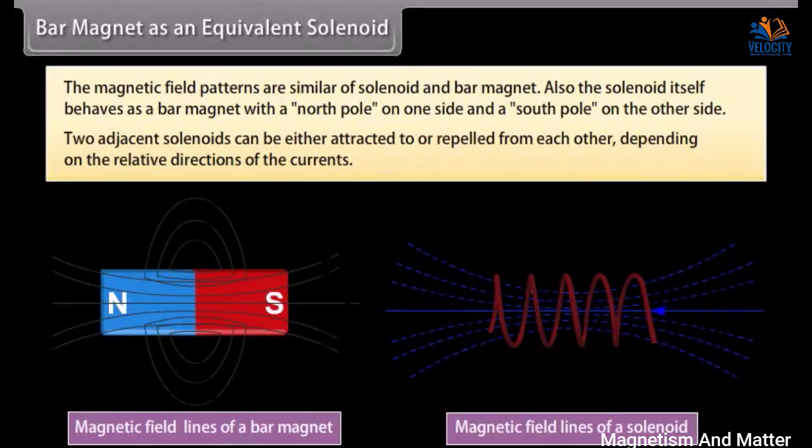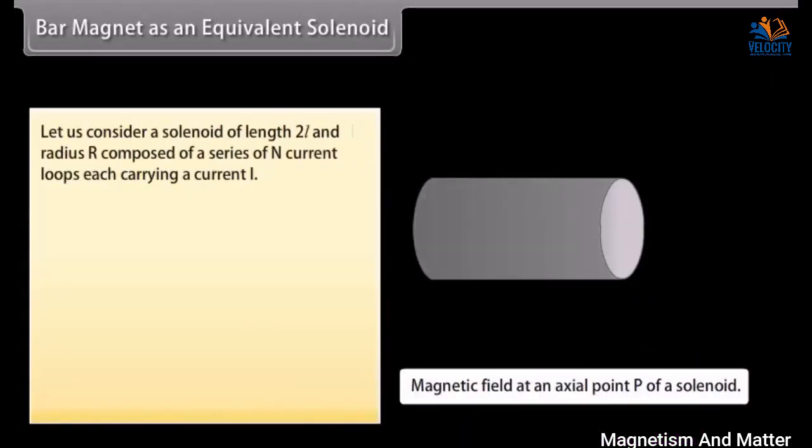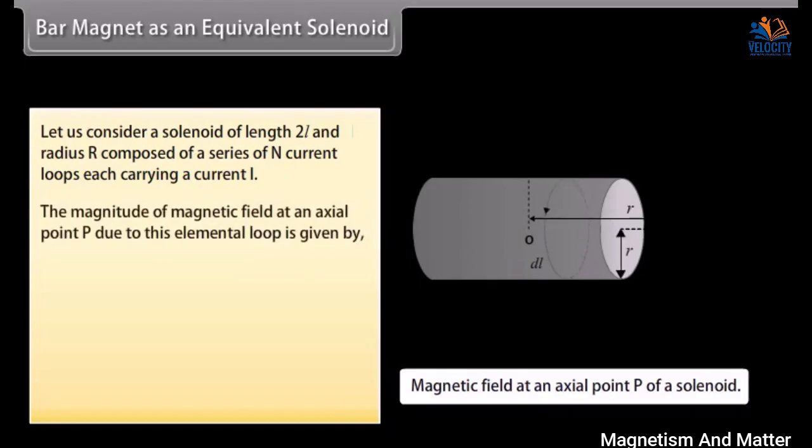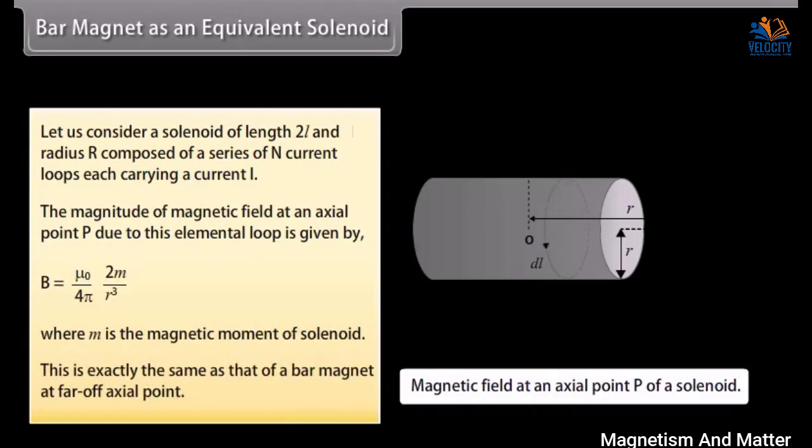directions of the currents. Let us consider a solenoid of length 2L and radius r composed of a series of n current loops, each carrying a current I. The magnitude of magnetic field at an axial point P due to this elemental loop is given by μ0/4π multiplied by 2m/r³, where m is the magnetic moment of the solenoid. This is exactly the same as that of a bar magnet at a far-off axial point.